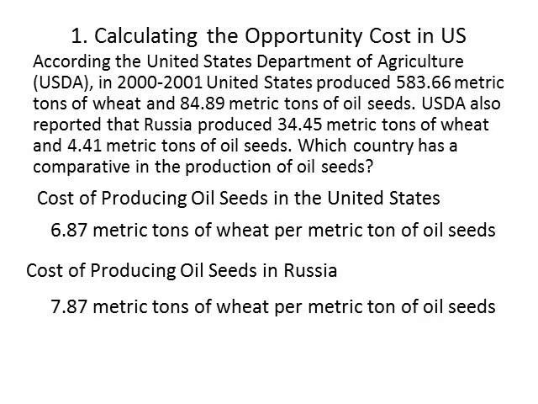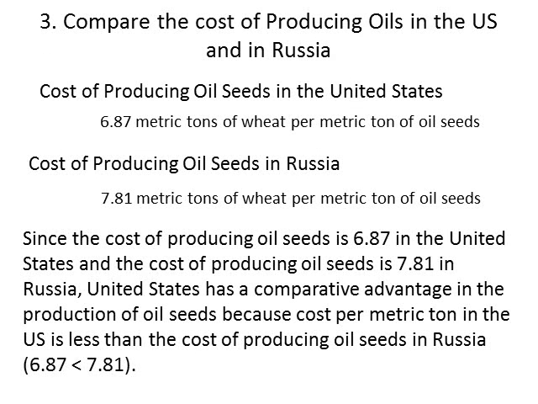So the cost of producing oilseeds in the United States was 6.87 metric tons of wheat per metric ton of oilseeds, and in Russia it's 7.81 metric tons of wheat per metric ton of oilseeds. Since the cost of producing oilseeds is 6.87 in the United States and 7.81 in Russia, the United States has a comparative advantage in the production of oilseeds because the cost per metric ton is less in the United States than it is in Russia.